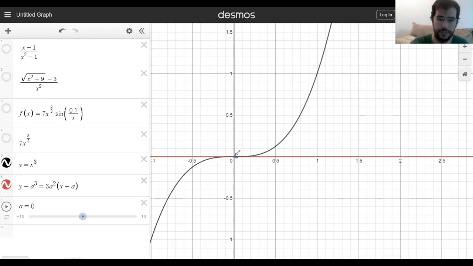So this part of the line is below the curve. This part is above. That's going against what I said a tangent was. So I got nothing.